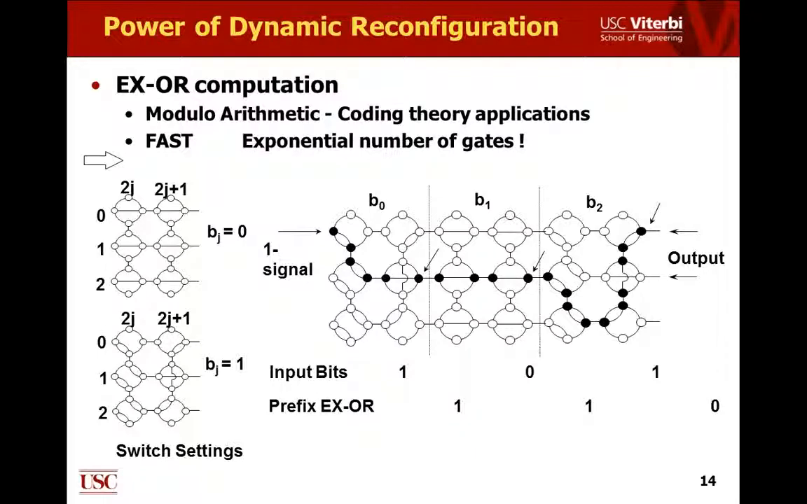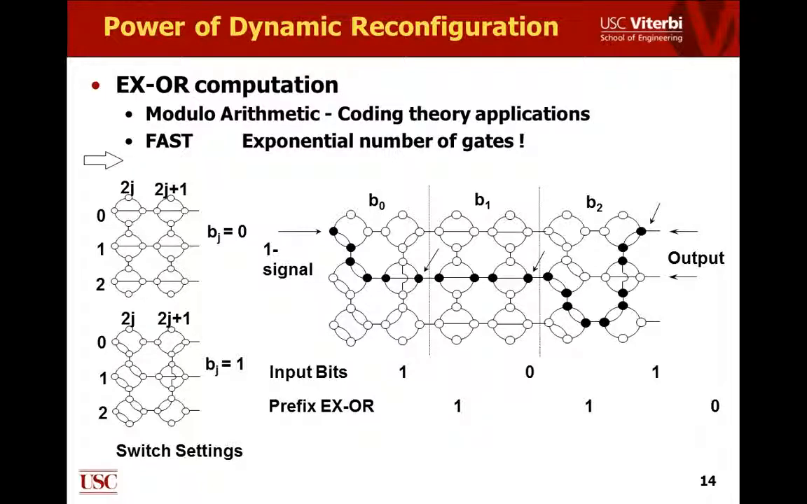Okay, thank you. So I'm going to the slide here of the exclusive OR computation. Just to illustrate how powerful this reconfiguration capability is, what this is showing you is that it is possible to compute the exclusive OR function, which is a difficult function to compute in terms of the amount of logic resources you need, very, very quickly.